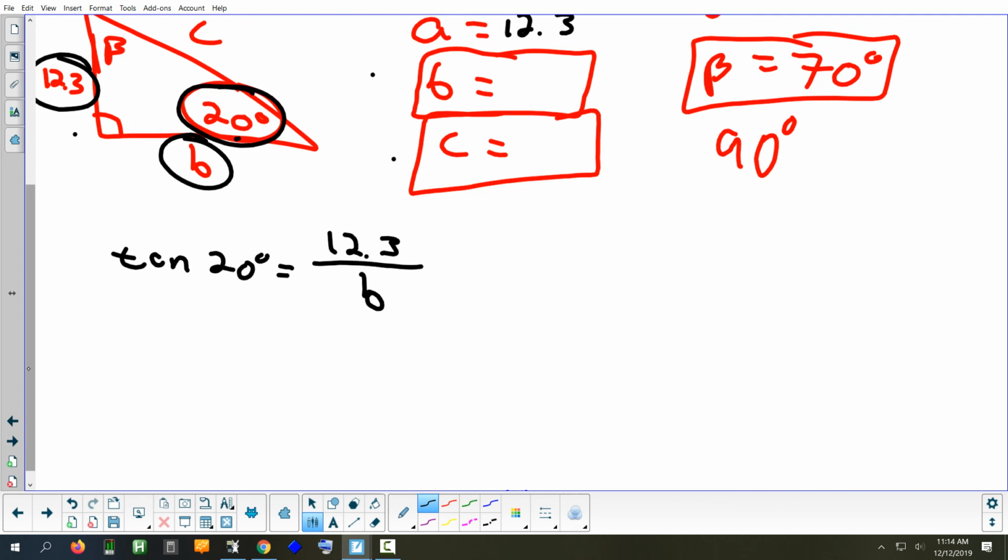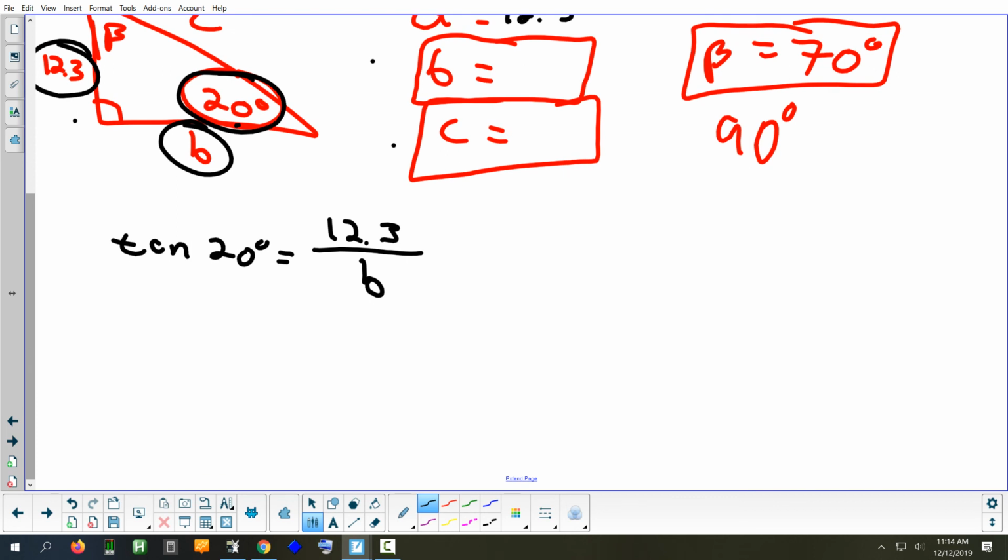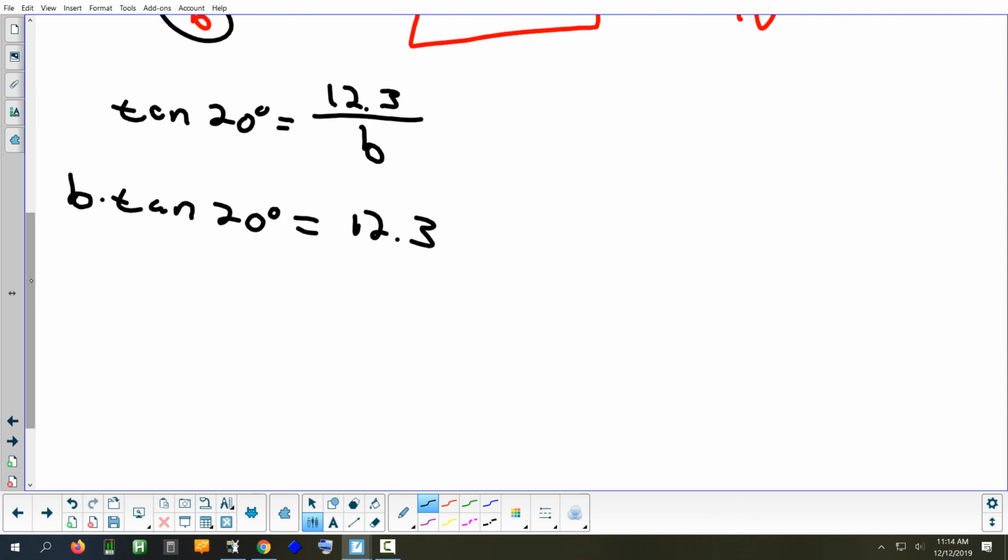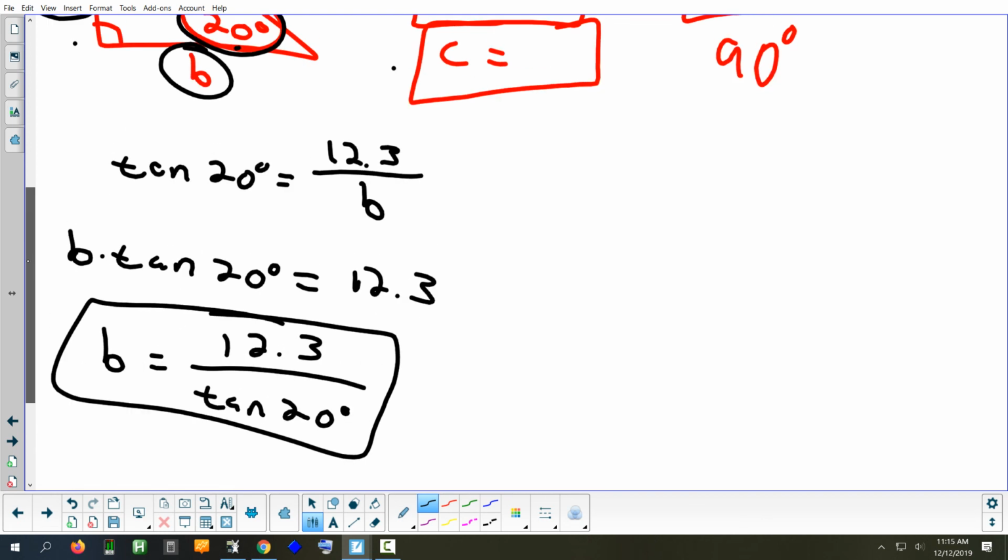So how would you get rid of your fraction? Multiply both sides by B. That would give you this. B tangent 20 equals 12.3. And now what would you do? Divide by tangent 20 degrees. Divide by tangent 20. Now, look at what we ended up with and look at what we started with.